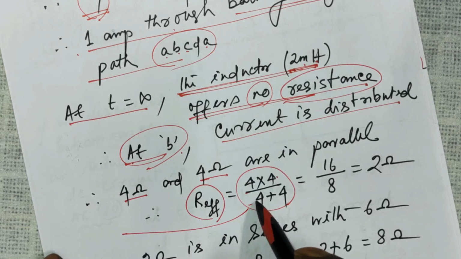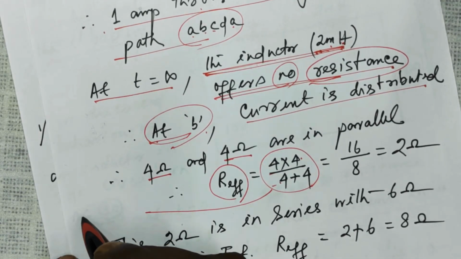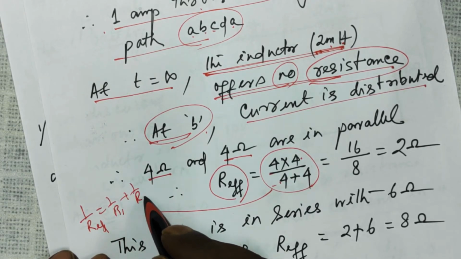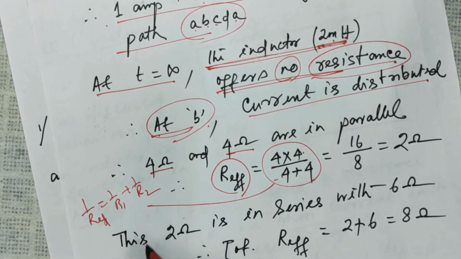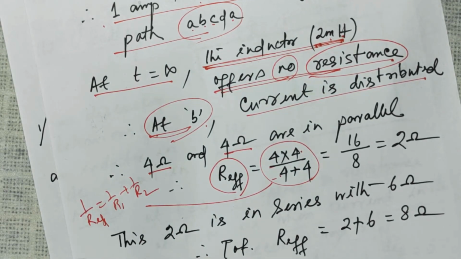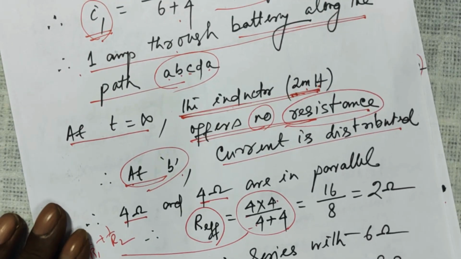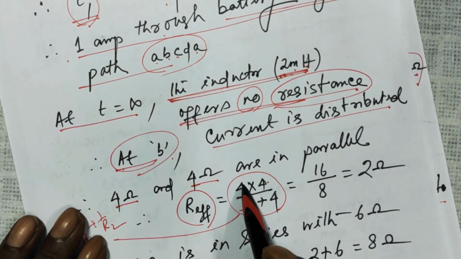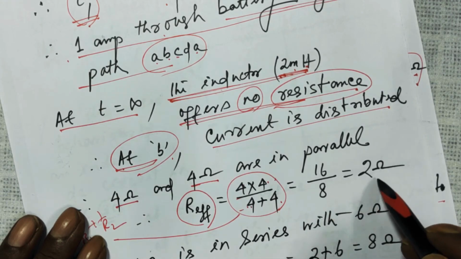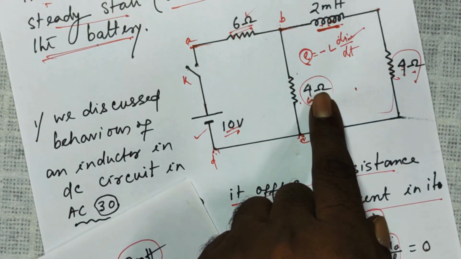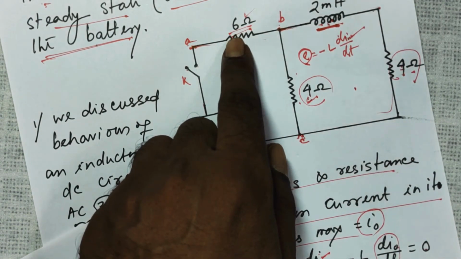This we have already derived in current electricity, how resistances were added when in parallel. 1 by R effective was equal to 1 by R1 plus 1 by R2. If you take LCM, R effective becomes R1 R2 by R1 plus R2. This is what we have discussed in current electricity. So the effective of 4 and 4 becomes 4 into 4 by 4 plus 4, that is 16 by 8, that is 2 ohm. So the effective of these two is 2 ohm, and that 2 ohm is in series with this. So the effective is 6 plus 2, that is 8 ohm.